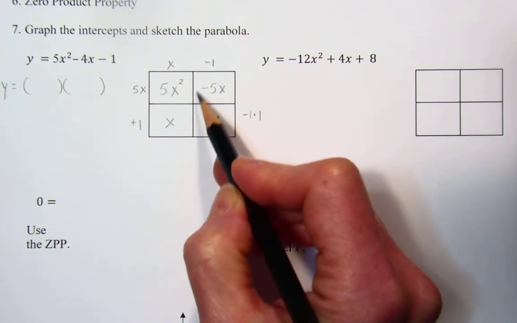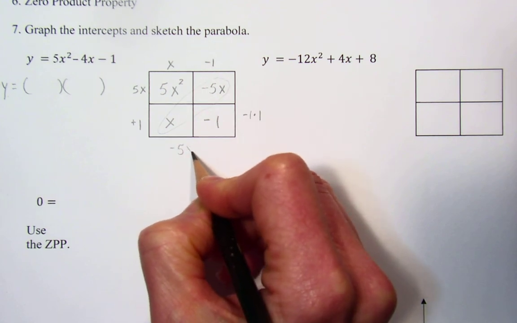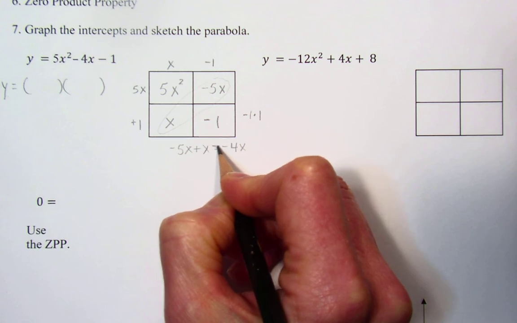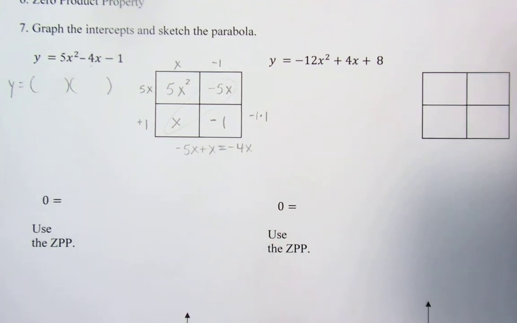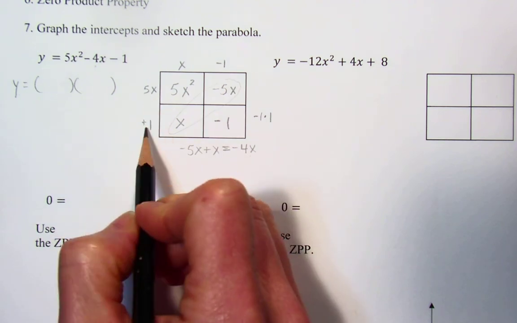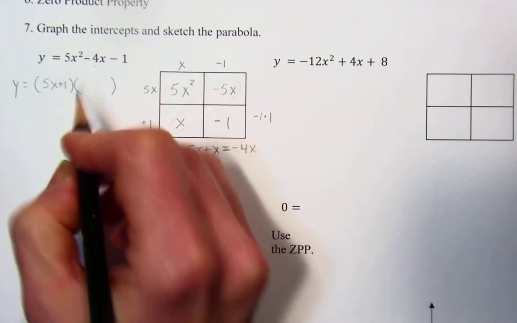Check to see if you're correct by combining your like terms. -5x combined with x is -4x. Does this match the middle term? Hey, I guessed right on the very first try. Wow, I'm happy. So my factors are 5x plus 1 and x minus 1.